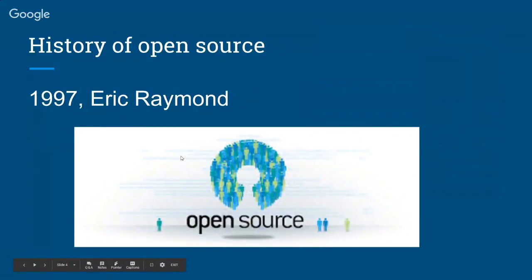And what's next is the history of open source. In 1997, Eric Raymond published his book called The Cathedral and the Bazaar. That book exposed the hacker community and the principles of free software. At the beginning of 1998, the paper received great attention. So that's the history of open source.